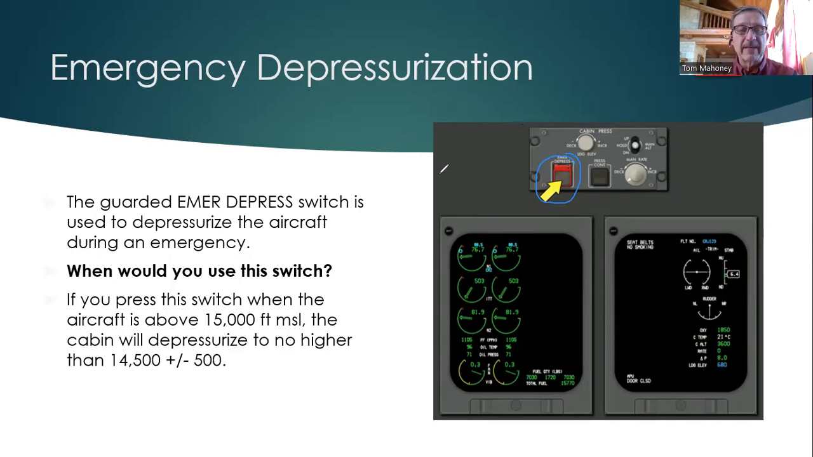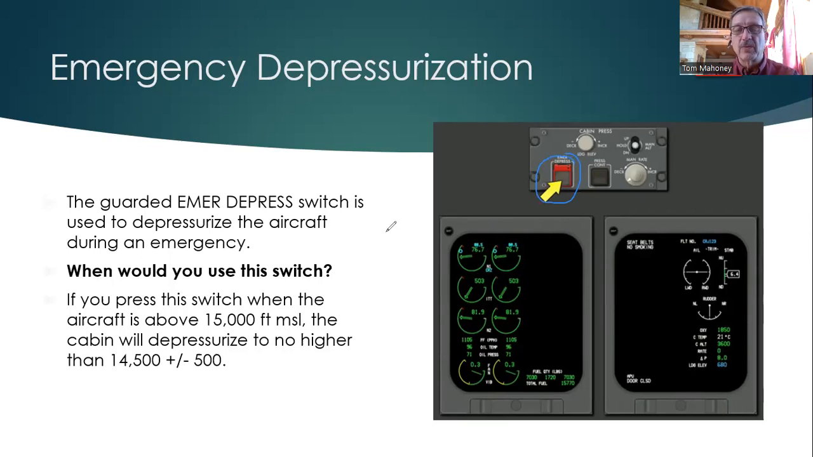When would this switch be effective? Well, if you are above 15,000 feet with the aircraft, you can press that switch and the cabin will depressurize to no higher than a cabin pressure of 14,500 plus or minus 500 feet.